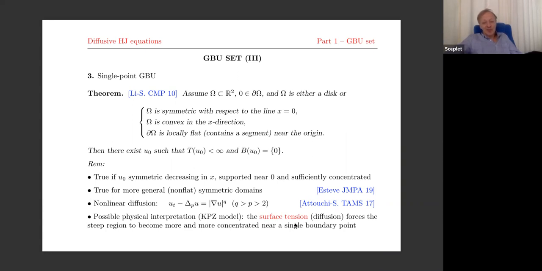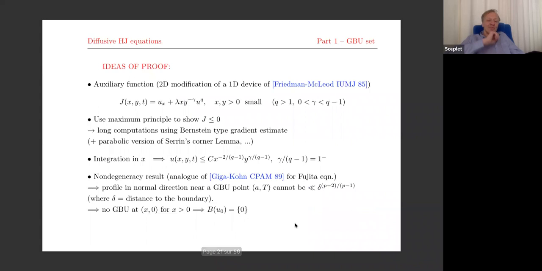Okay, so let me give a short sketch of proof. There are maybe 3 or 4 steps. The first step is to use an auxiliary function, which is a 2D modification of a 1D device, a famous device of Ricciardi-MacLeod for the Fujita equation. So this function J here involves the derivative in the tangential direction plus some strange non-autonomous perturbation of u to the q with specific values of the powers.